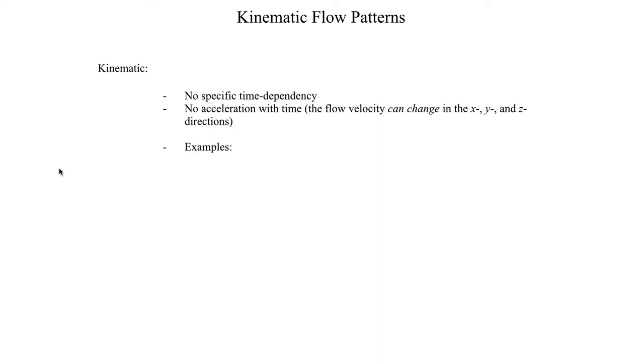Let's also take a look at some examples, one of which we actually looked at in the previous lecture when we derived the mass continuity equation and took a look at horizontal divergence. Strictly speaking this is divergence, but you can also think of it as divergence and convergence. That is one example of a kinematic flow pattern, and you can see that there's no specific time dependency here. It's just a derivative of the zonal wind with respect to x and a derivative of the meridional wind with respect to y, so there's no time dependency in there at all.